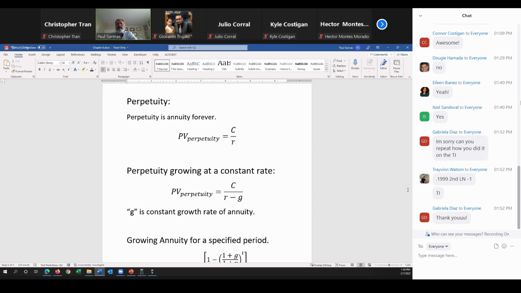Here, perpetuity is when you have annuity forever. You have $100 a year forever. That is called perpetuity. There is no end in sight.